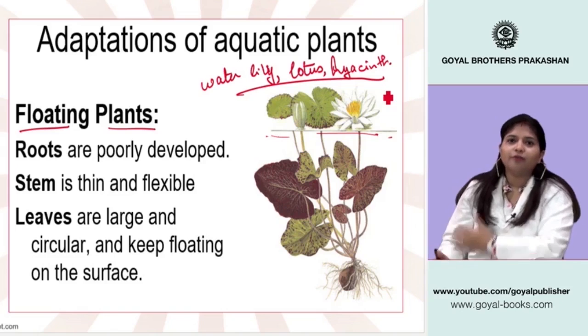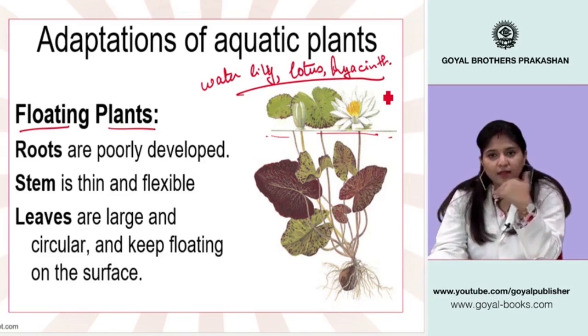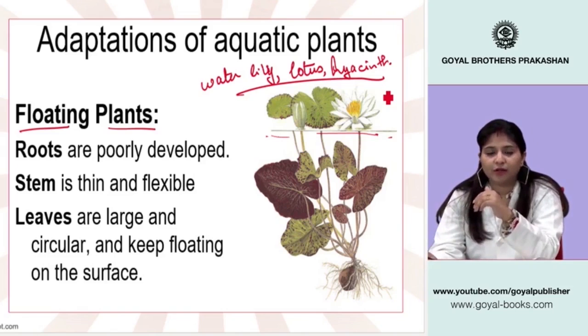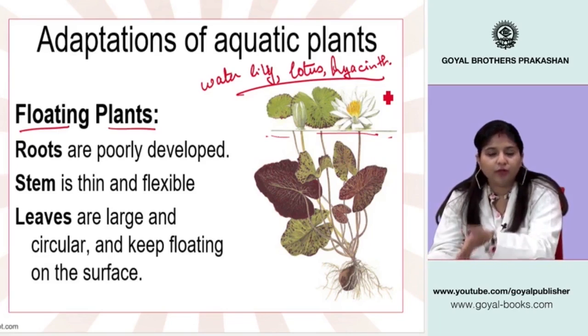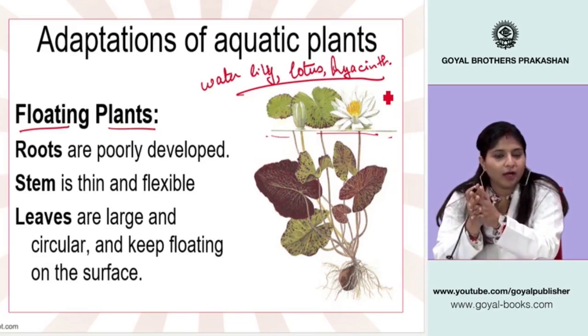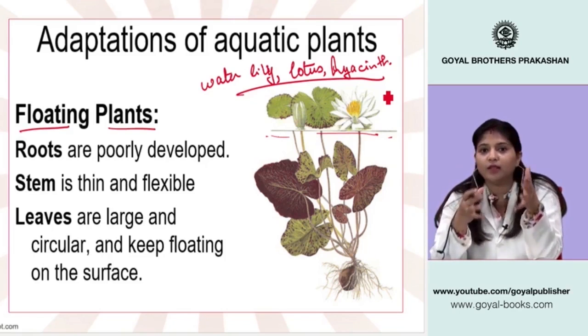Usually these plants are not found in the rivers because rivers are flowing, right? Because they are floating plants, it is not healthy for them to survive in this kind of environment. So where are they usually found? They are found in lakes, they are found in ponds, right? So let's understand what are the different kinds of adaptations, or what are the different features which have allowed these plants to stay in the aquatic system.